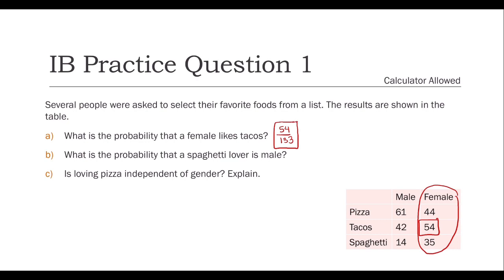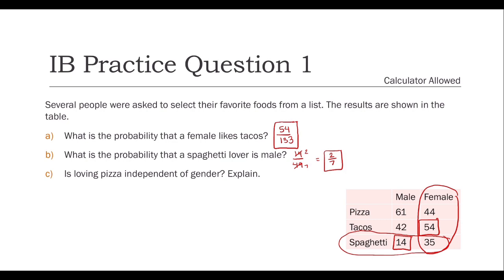Part B says, what's the probability that a spaghetti lover is male? So we'll look at our spaghetti row, and then we want to know the probability that they are male. So it would be 14 out of the total, which is 14 plus 35, so 14 out of 49. You can divide both of those by 7 to get 2 over 7, so 2/7.